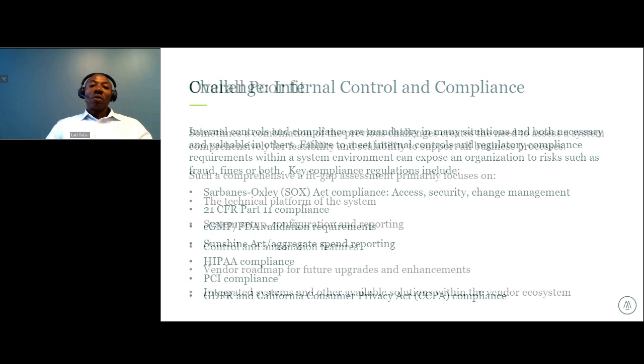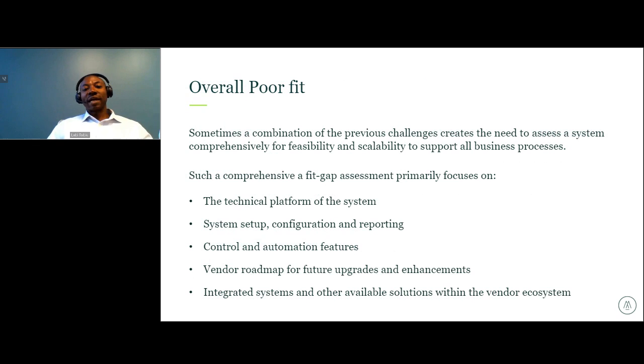Now, we have talked about some of the different challenges that may lead companies to undertake an assessment of their system. The reality is, in many cases, a combination of some or all of these challenges creates the need to assess a system for feasibility and scalability to support all of a company's business processes. This type of assessment is called a comprehensive fit gap assessment.